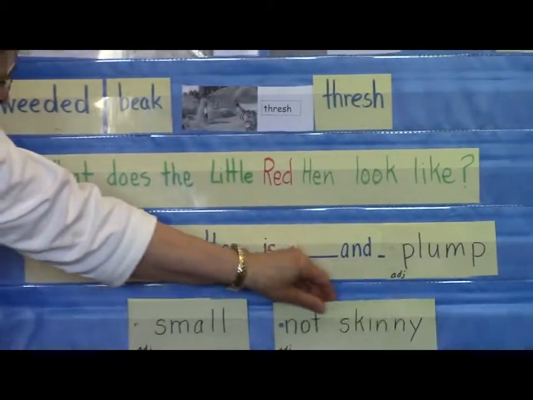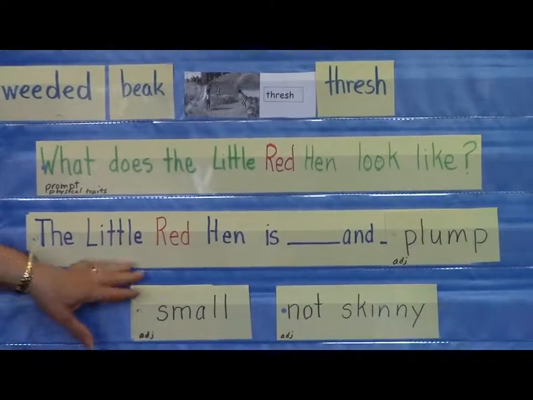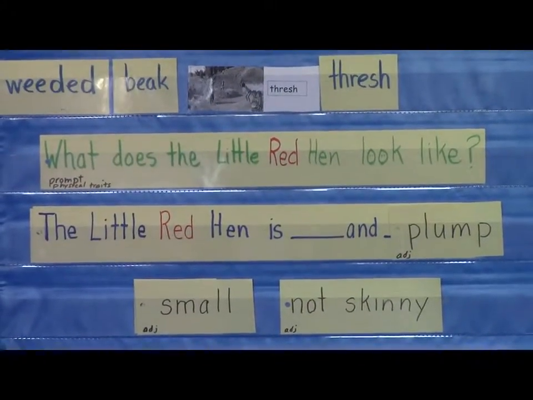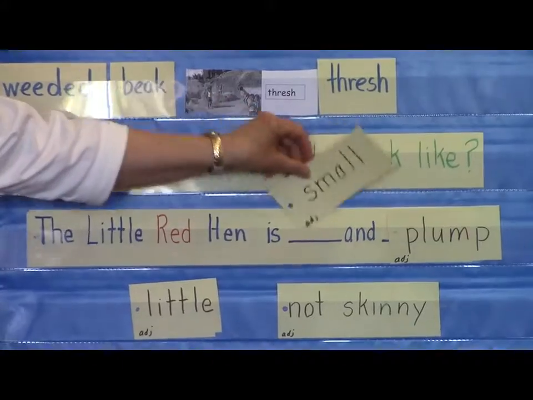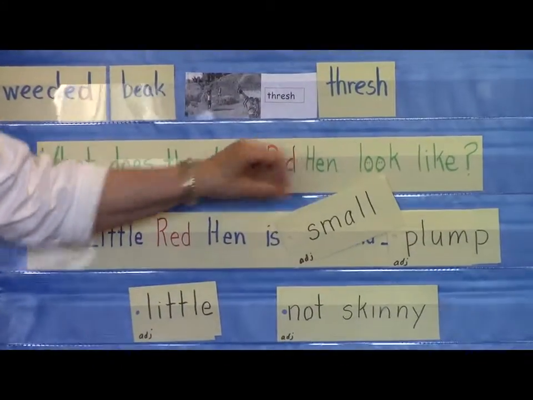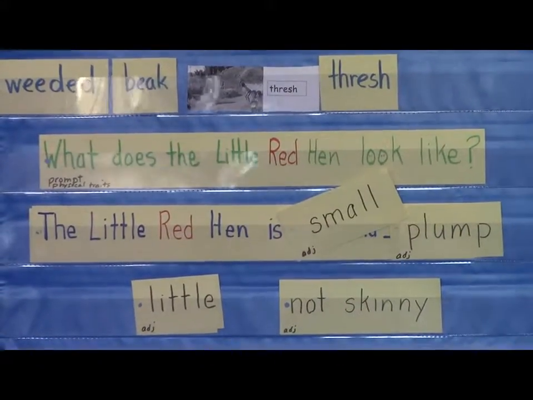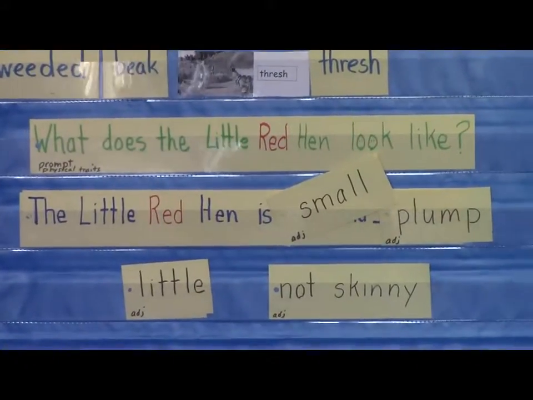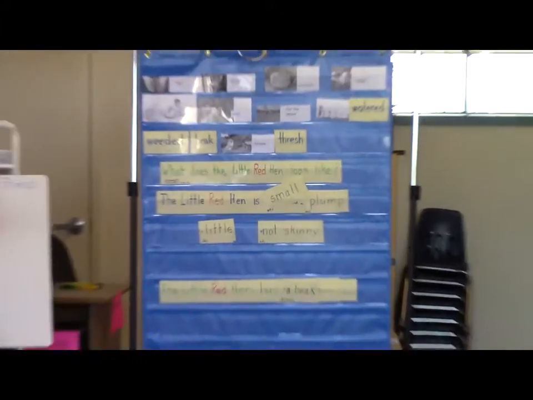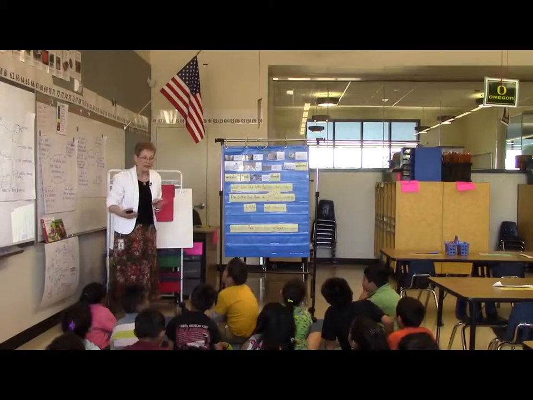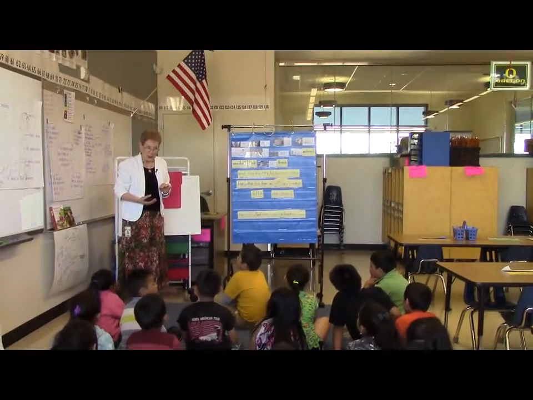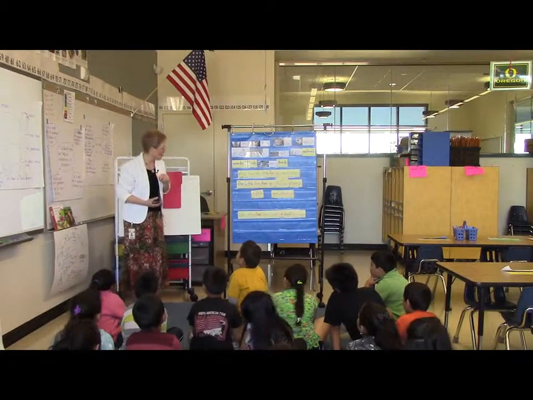Not skinny. Not skinny kind of means the same thing, so we probably want a different one. Small. Does that work? I kind of covered up the and. All right, let's try that. The little red hen is small and plump. See, we elaborated. We gave a little bit more detail. So you can give two adjectives if you want to.